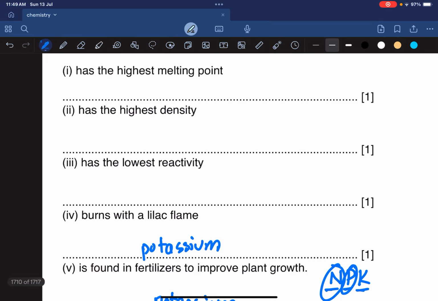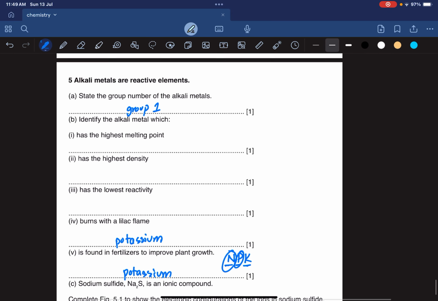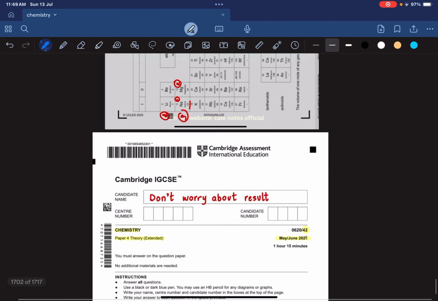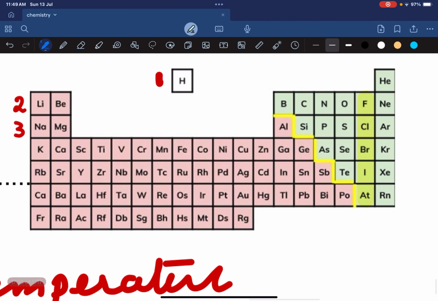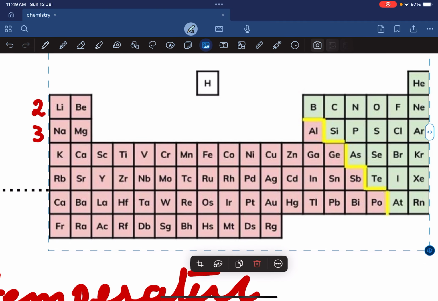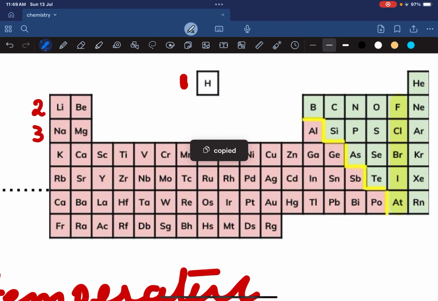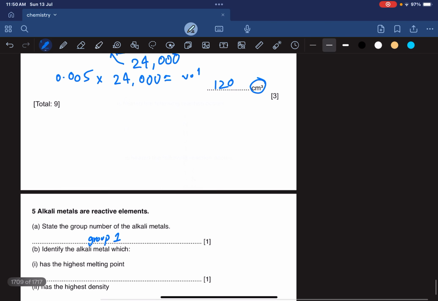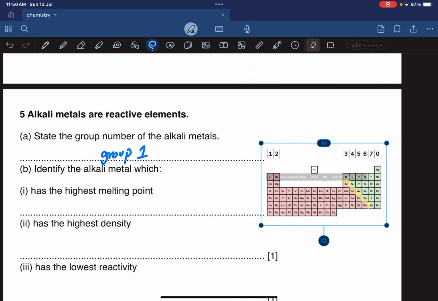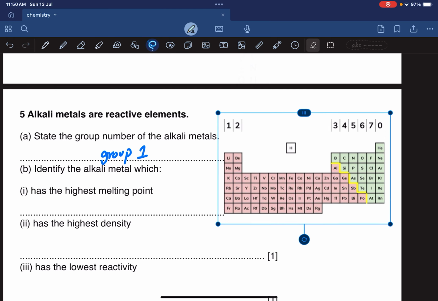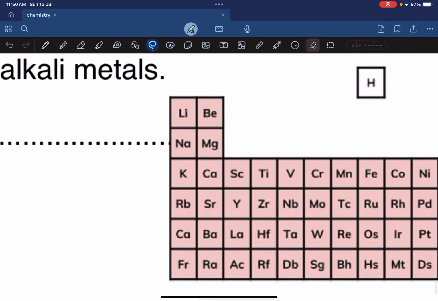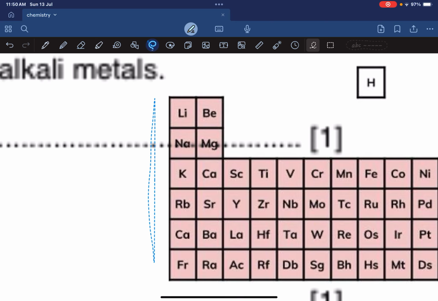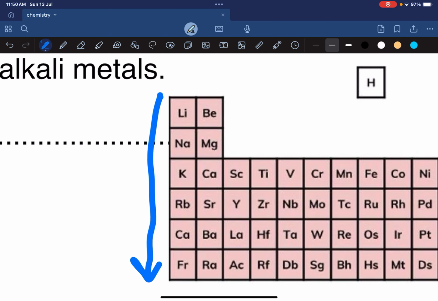Has the lowest reactivity. You should know the reactivity of alkali metals. If I have a picture of the periodic table, let me show it to you guys. So look, this is the periodic table, and you know that the reactivity of alkali metals increases down the group. So the least reactive is going to be your top alkali metal. These are your alkali metals, this is your group 1. Reactivity increases down the group. So francium is going to be the most reactive, hence the least reactive is going to be lithium, at the top.